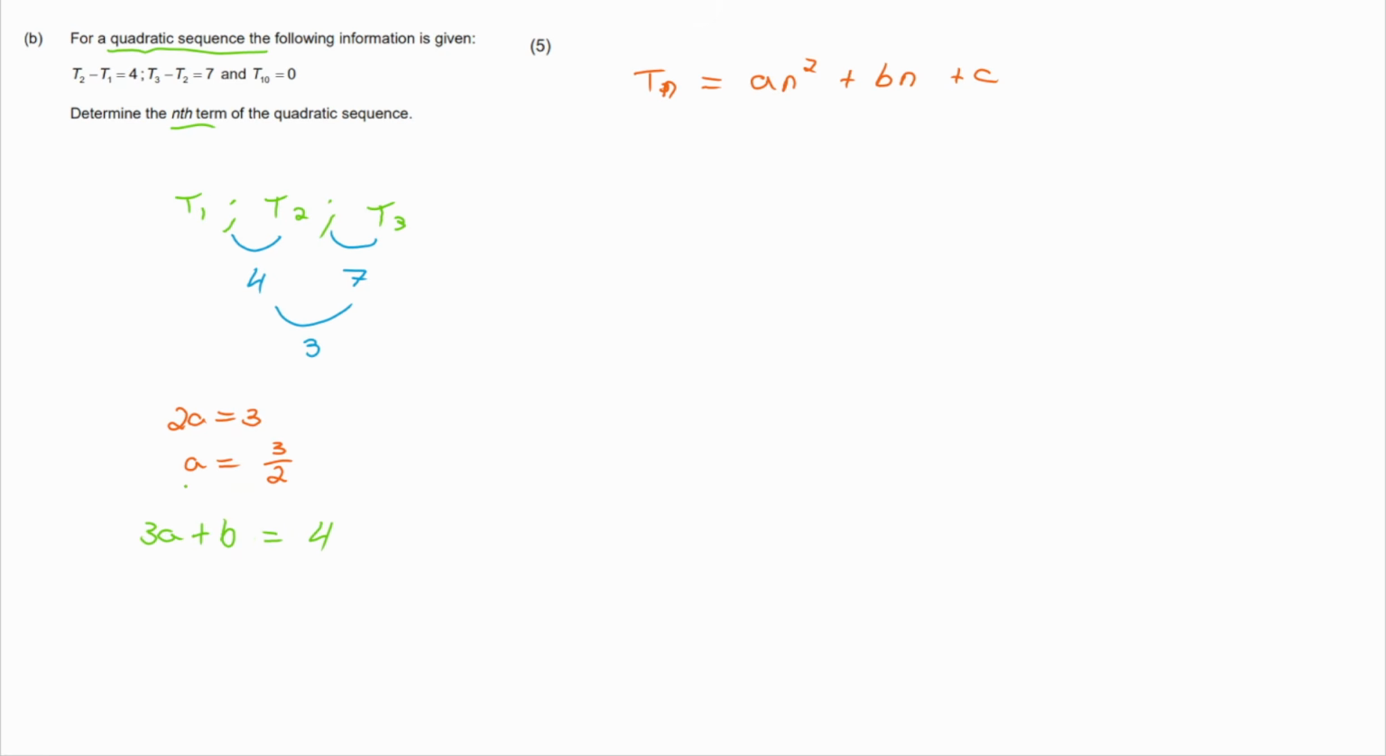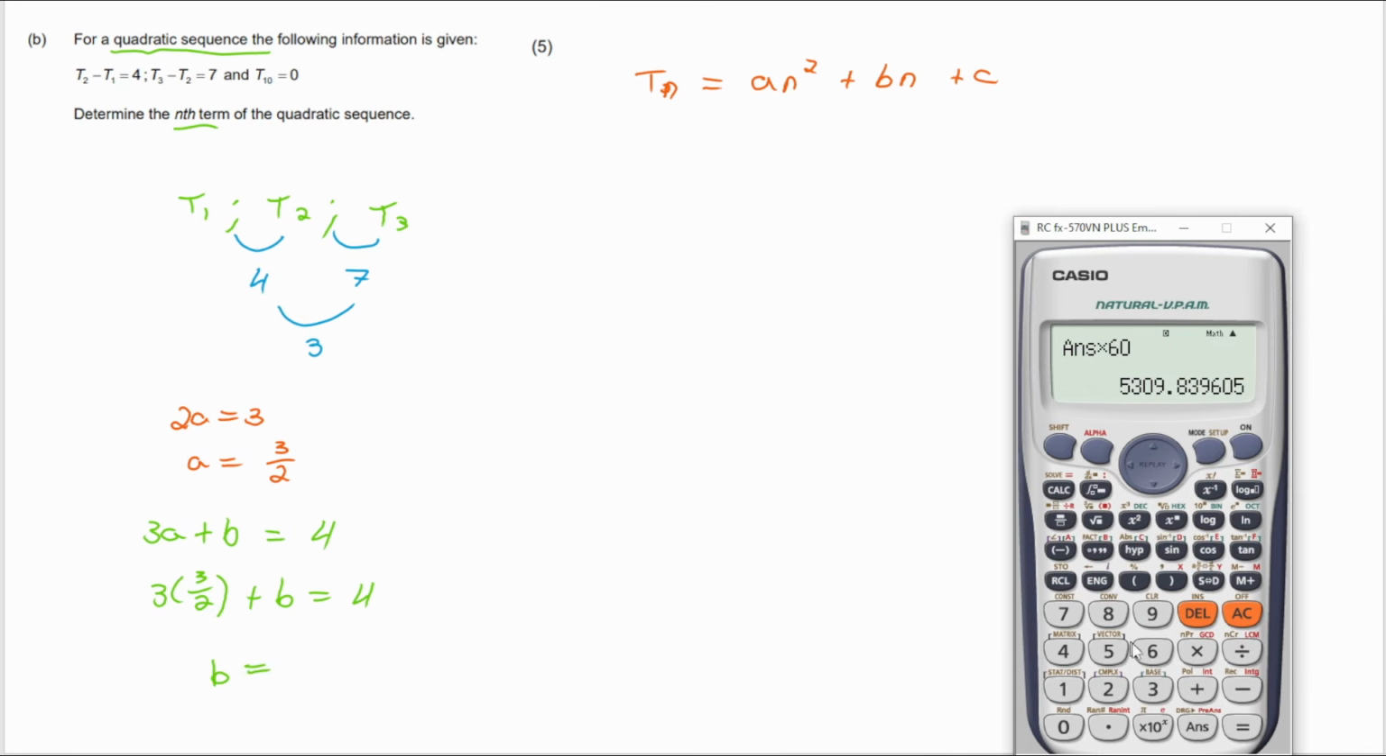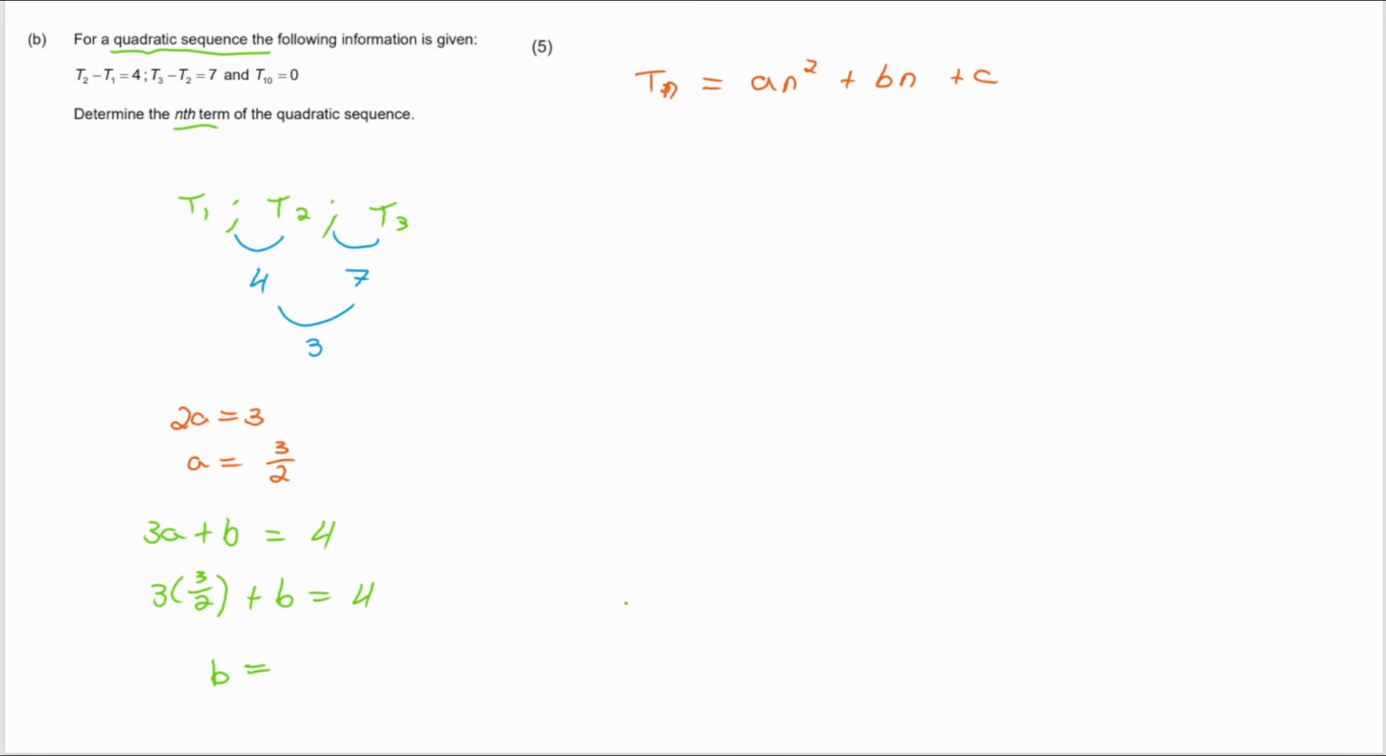But I know what a is, so I have 3 times 3 over 2 plus b is equal to 4. So b is equal to 4 minus 3 times 3 over 2 in my calculator, which is negative a half. So b is negative 1 over 2.